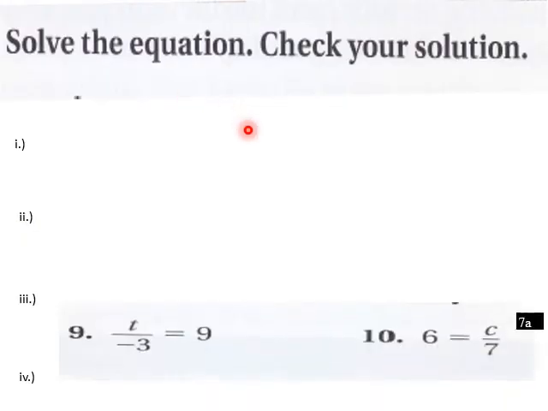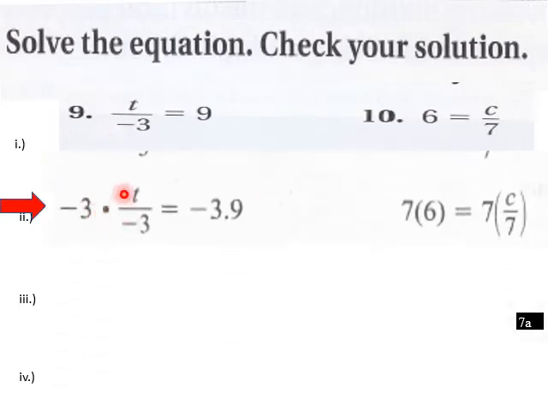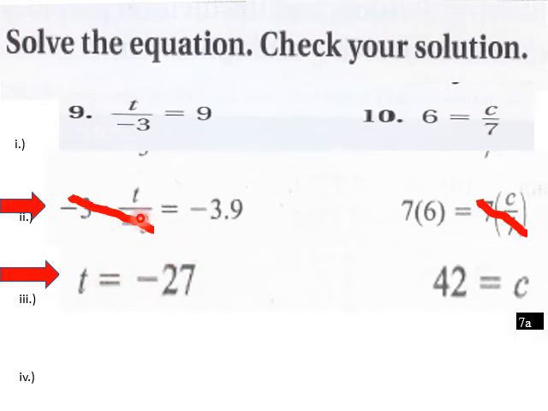So let's go into our guided here. t over negative 3 equals 9. And then 6 equals c over 7. So both of these, we have division here, divided by negative 3, divided by 7. So we need to multiply by negative 3 over here. So negative 3 times t over negative 3 will equal negative 3 times 9. And then over here, multiply both sides by 7. Your 7's will cancel out there, and your negative 3 will cancel out. And you'll end up with t equals negative 27. And then over here, 42 equals c. So that's where we get that.